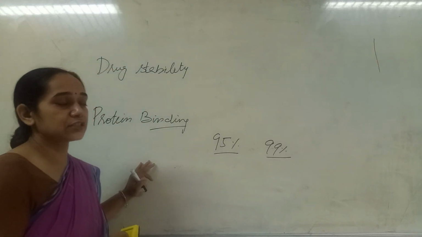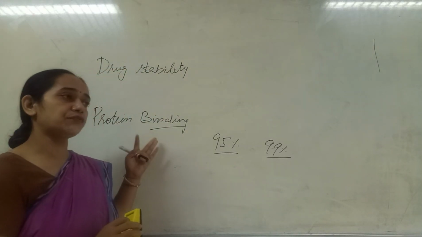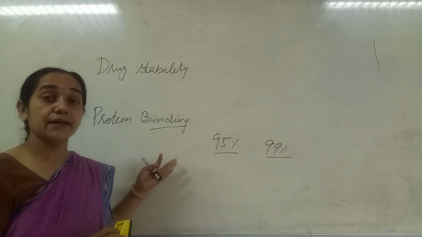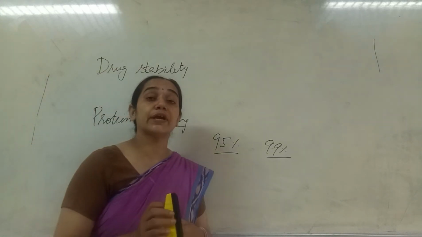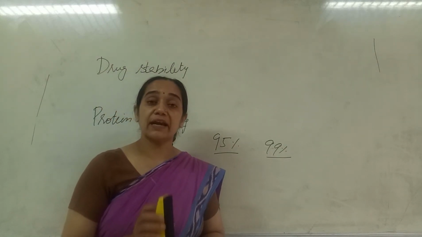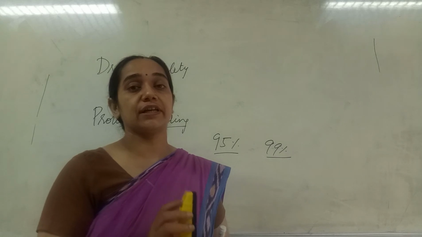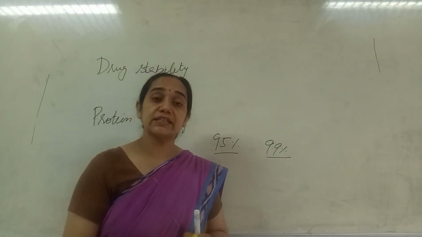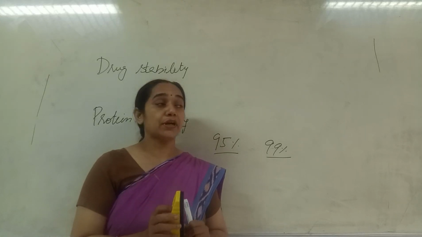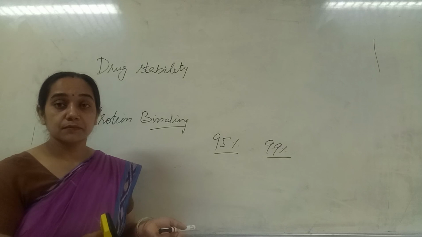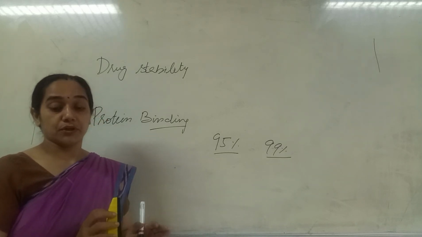But if they are least bound, for example a drug binds 50%, 45%, or 30%, then they are suitable candidates whose release you can prolong by making a controlled drug delivery system, and their rate as well as extent of release can be easily modulated, and they will not show any kind of damaging effect inside the body.